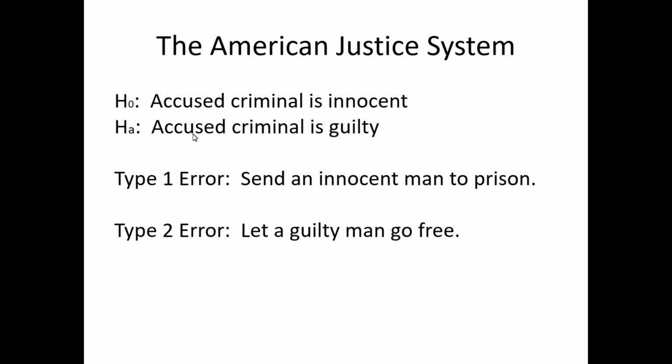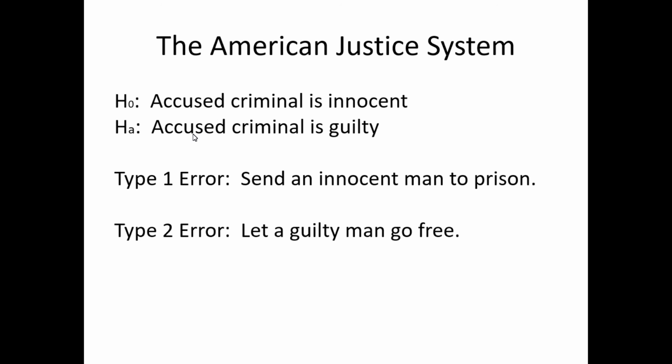If there's significant evidence presented that that's false, and the prosecution brings forward everything that shows that no, this person is not innocent, in that case the jury is supposed to reject the null that the person is innocent and instead accept the alternative, the person is guilty and should be sentenced to whatever the crime entails. If we use this framework, what a type 1 error would be is sending an innocent man to prison. We've rejected the null that the person's innocent in favor of the alternative that the person is guilty, when in reality the person did not do the crime they're accused of.